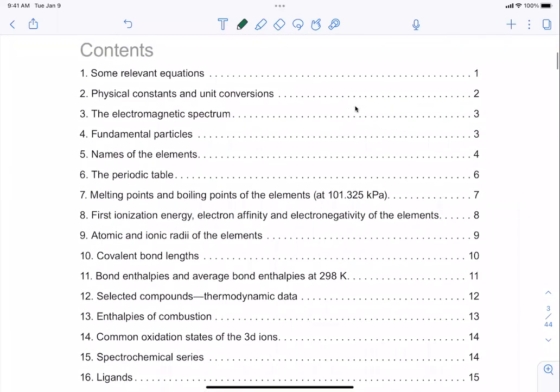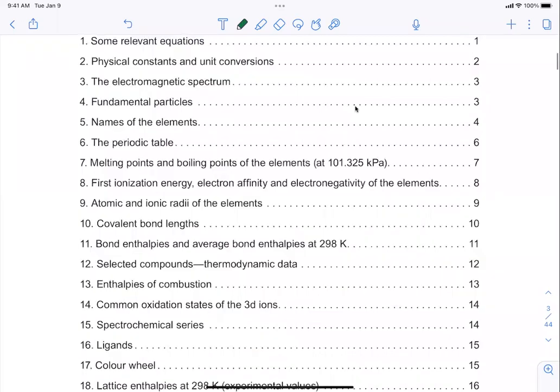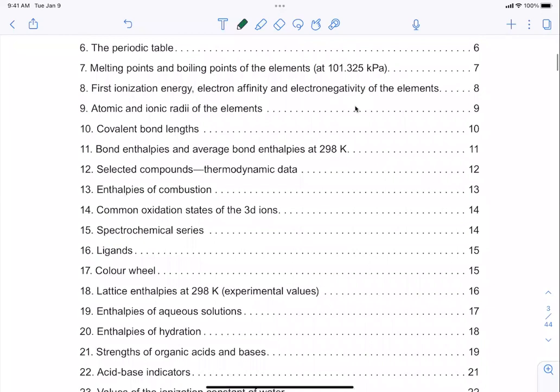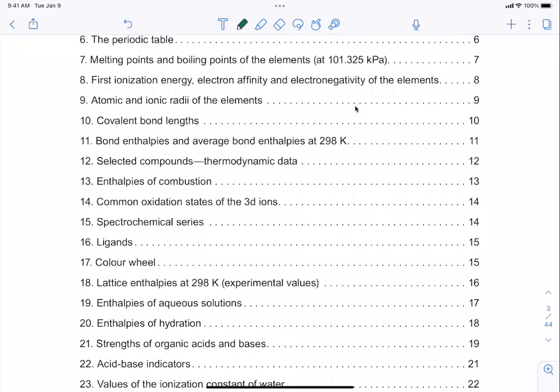Okay, table of contents. The good thing is that the IB lists information that you need to know based on the order and topics arranged by the IB. The first few things, electromagnetic spectrum, fundamental particles, names of elements, that's topics 2 and 3. Ionization energy, that's topic 3. Then bond length, bond enthalpy, and thermodynamics, that's topic 5. Oxidation states has a little bit of topic 3 in there too, but a little more higher level stuff. Lattice enthalpy is topic 5, and then acid base is topic 8.